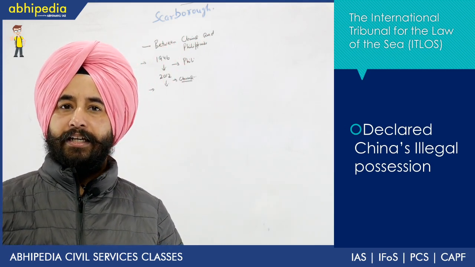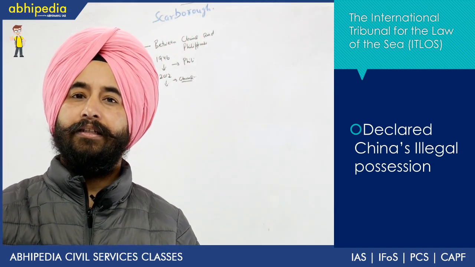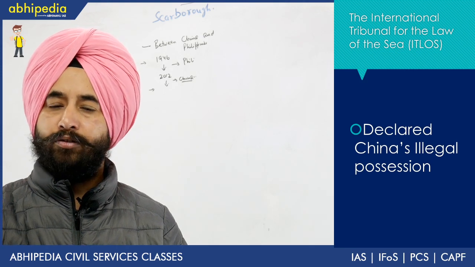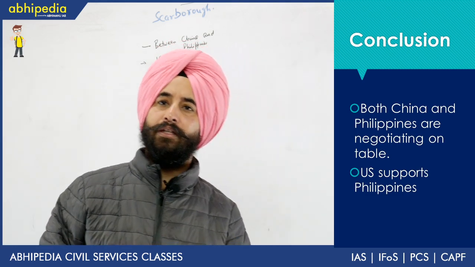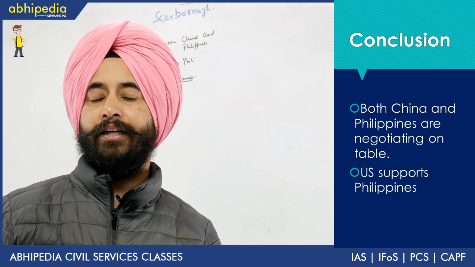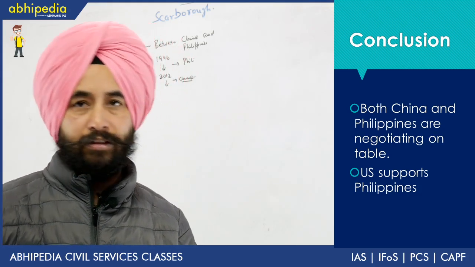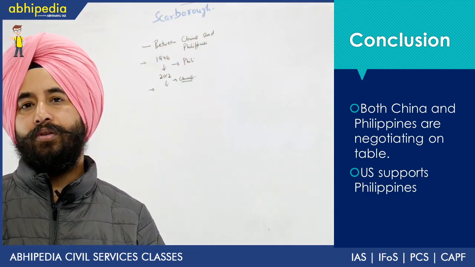What does international law say? It says that China's possession over this Scarborough Island is illegal. Means it has ordered China to vacate this island. But China has completely said no to this. And what is finally going on there? Both China and Philippines are negotiating on a table. They are sitting, they are trying to avoid any sort of conflict, because China also knows that if it violates major laws, then the US will also interfere, which will create troubles. Because the US is supporting Philippines, and Philippines was once a colony of USA.